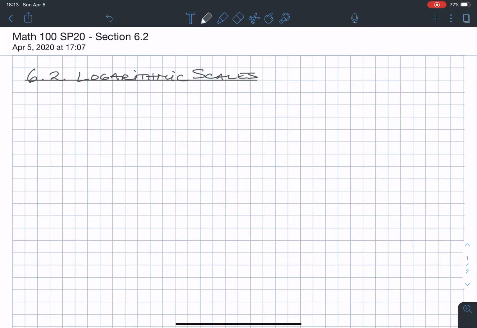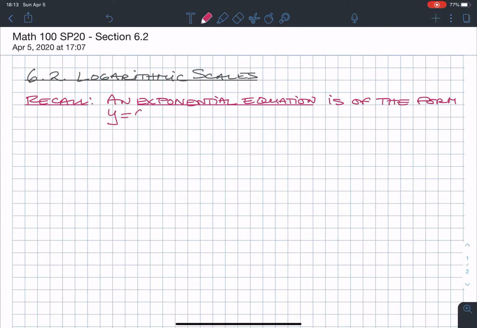Okay, so let's recall that an exponential equation is of the form y is equal to a to the x, right? So that's the definition.